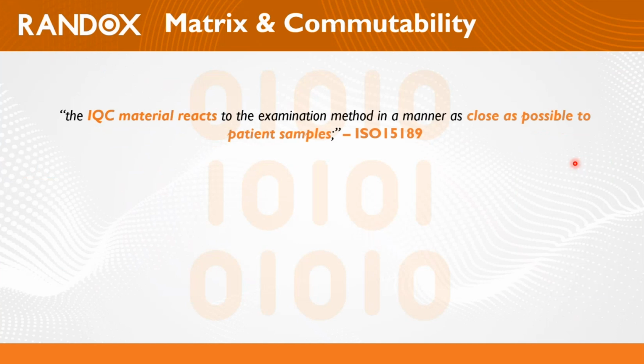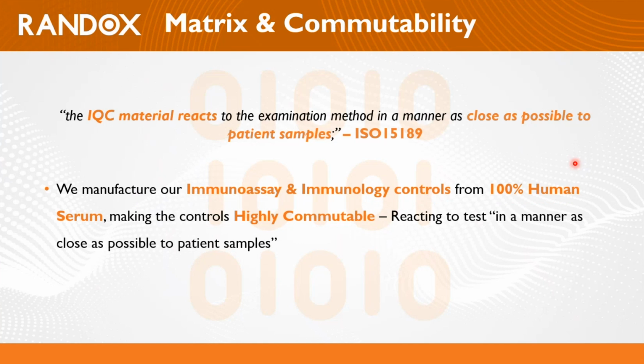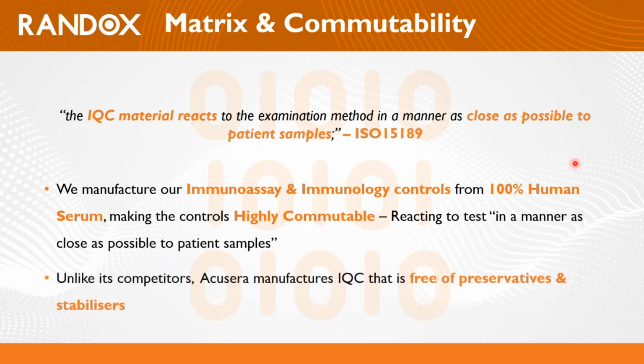Now, ISO says that the IQC material should react to the examination method in a manner as close as possible to patient samples. We manufacture our immunoassay and immunology controls from 100% human material, making them highly commutable. Therefore, they react to the testing system in a manner as close as possible to patient samples. We also don't use any preservatives or stabilizers in our immunoassay controls, because we don't want that to affect the commutability of our sample.